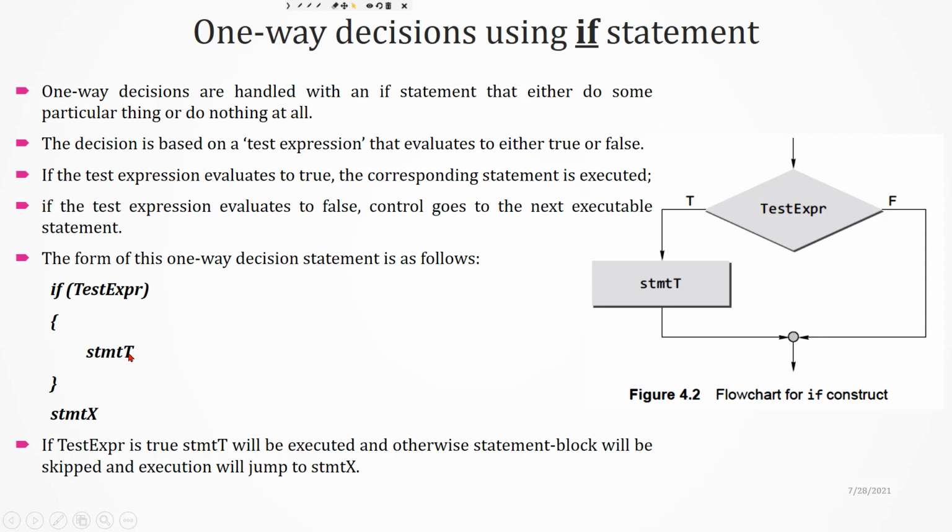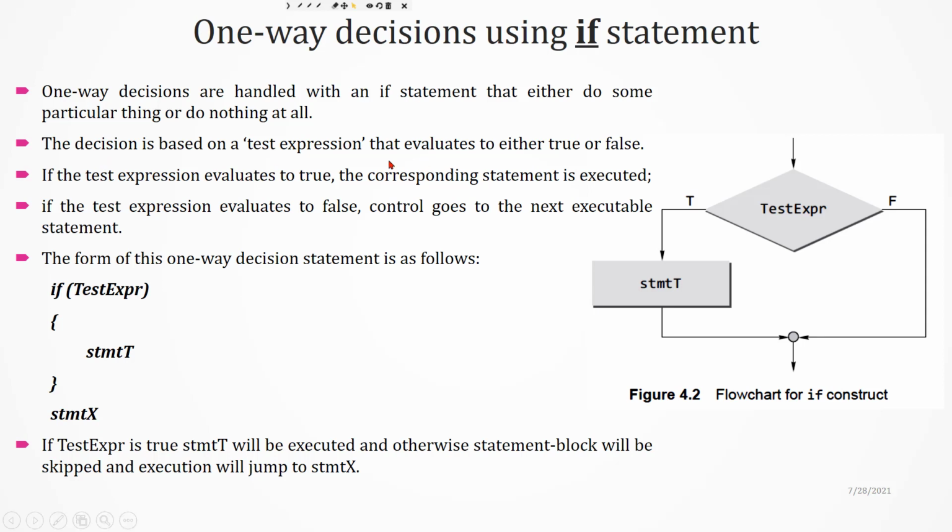So here you just think like this. Sorry, here statement T means take the umbrella. Test expression means is it raining, and statement X means go to college. So if it is raining, you will take the umbrella and then you will go to college. If the raining condition is false, that means it is not raining, this will not be executed. That means you will not take the umbrella, but you will go to college. So that is the meaning of one-way decision using if statement.